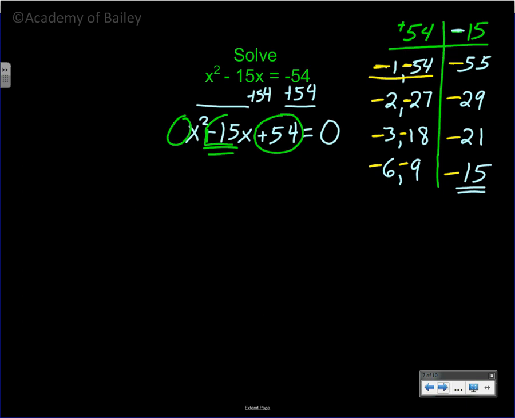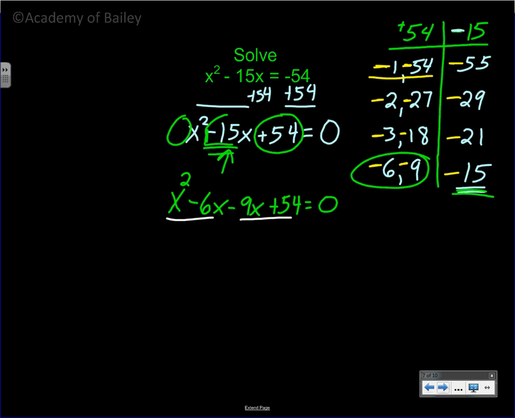So this is it. These are our numbers that we will be splitting. We're going to split negative 15x up into negative 6x and negative 9x. Drop down everything else. This is what we have.